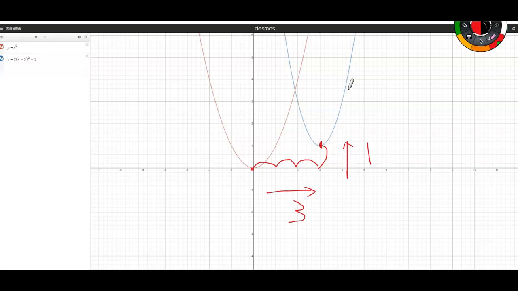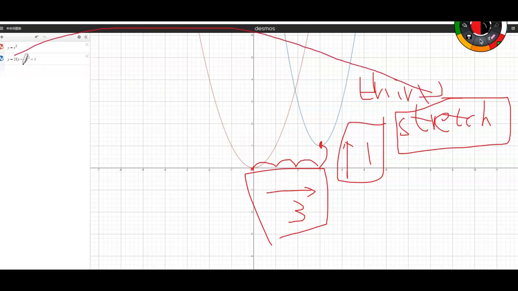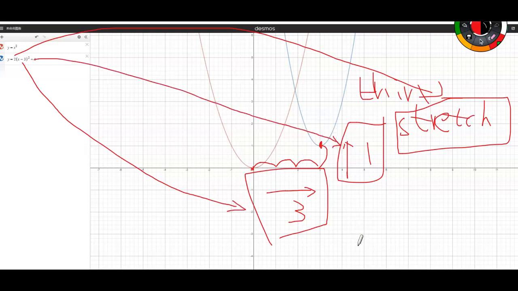And you see the baby picture is thinner than the parent picture. It means you vertically stretched your parent equation. So here we have 3 transformations. Right 3, up 1, stretch, which is exactly what we just answered by just looking at the equation. Okay? 2 means stretch, minus 3 inside means going to the right, plus 1 outside means move up. It works for all kinds of 5 parent functions.